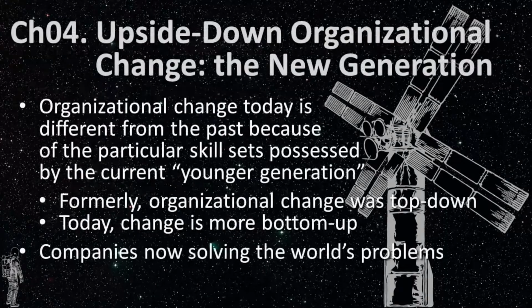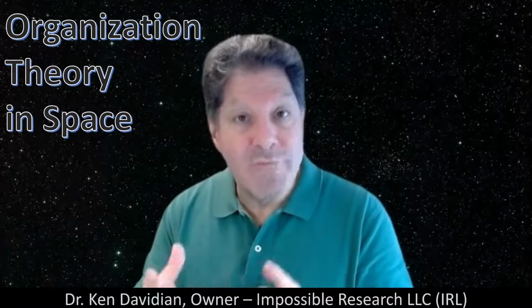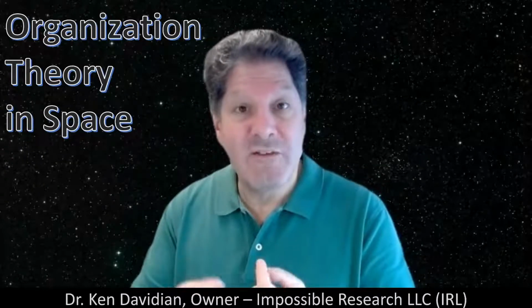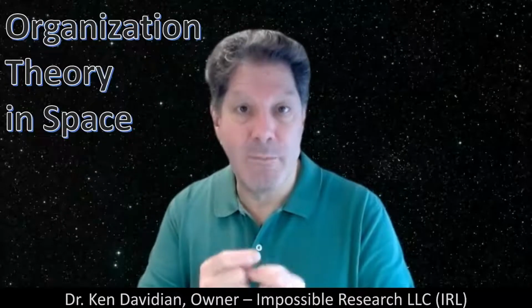Chapter 4 is entitled Upside Down Organizational Change. In this chapter, the authors note that societal shifts are often rooted in younger generations. Organizational change today is different from the past because of the particular skill sets possessed by this current younger generation. In the past, changes were characterized as top-down, revolutionary, well-planned, and transformative. Currently, change is being described as bottom-up, evolutionary, and incremental.